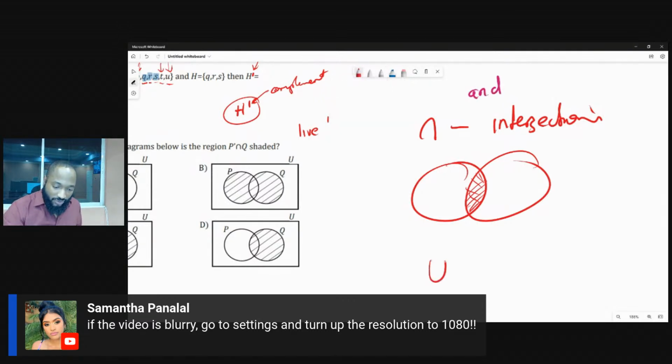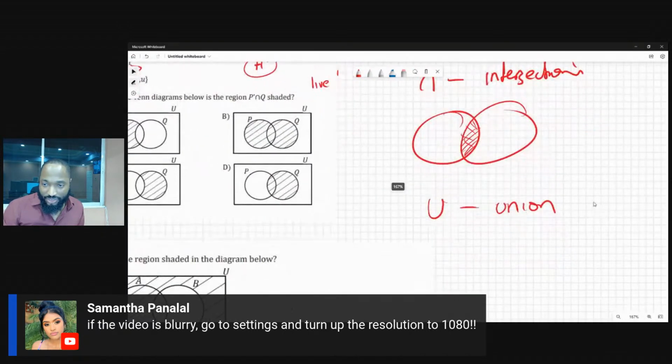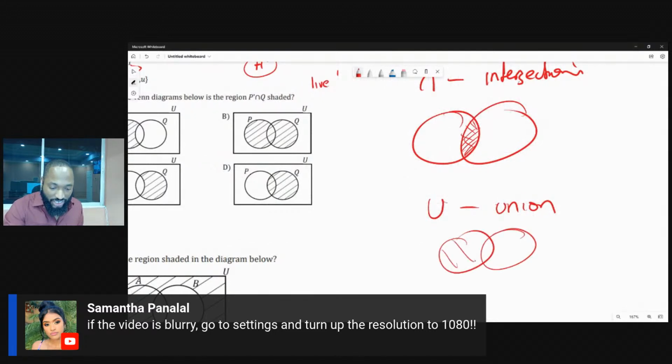And the upside down version of the symbol is union. And union stands for everybody. So if I shade the union, I'll shade everything. And a word you could replace it by is or.